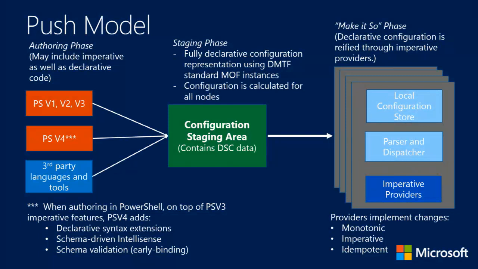So we've added things like the declarative syntax extensions. We have schema-based IntelliSense. You haven't shown that, but we should show that at some point. As you're creating these documents, we know what things you're configuring, so we'll give you IntelliSense. And when you go to create the MOF file, we understand the schema, so we'll do schema validation to say, that property does not exist on that object, so you did something wrong. And so you know up front when you have a problem. So that's all that PowerShell version 4 does, is it makes it easier to create these documents.